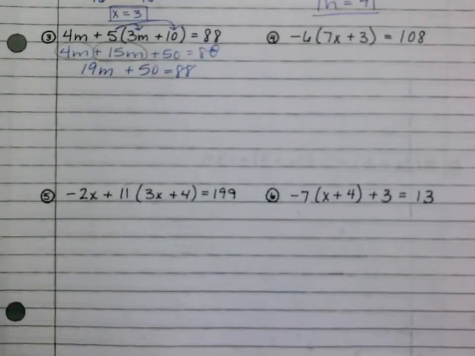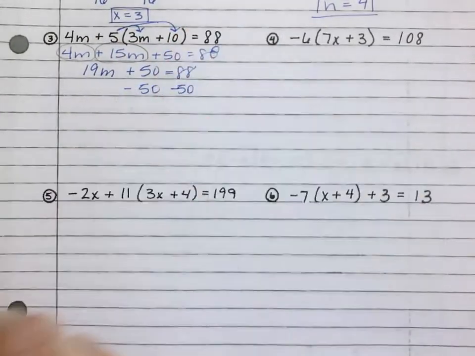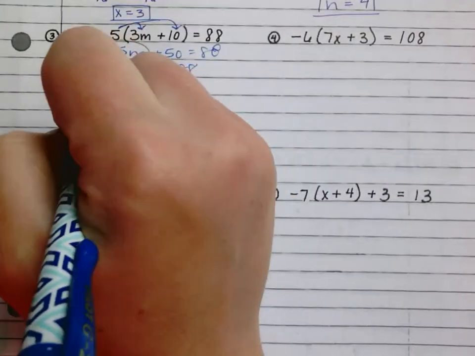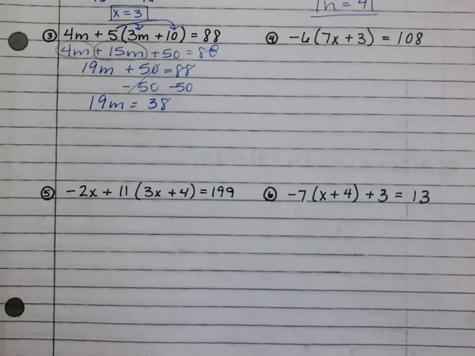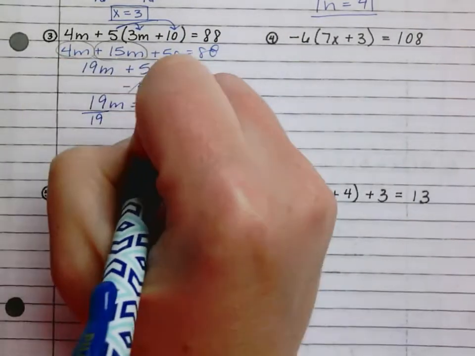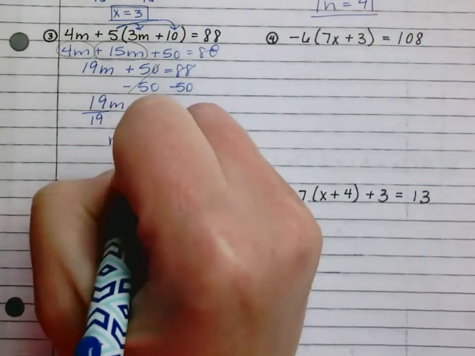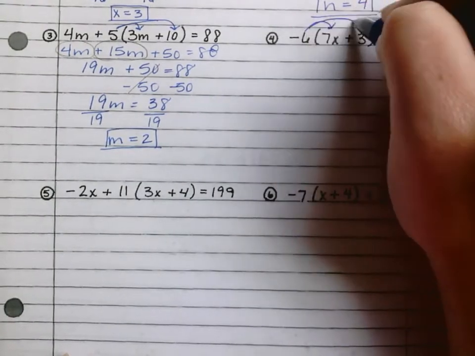And then we need to get rid of the constant, which is 50. So the opposite of plus 50 is minus 50. So we'll subtract 50 from both sides. And when we do that, we're left with 19m equals 38. And then I need m by itself, so I'll divide by 19, and I will be left with m equaling 2.